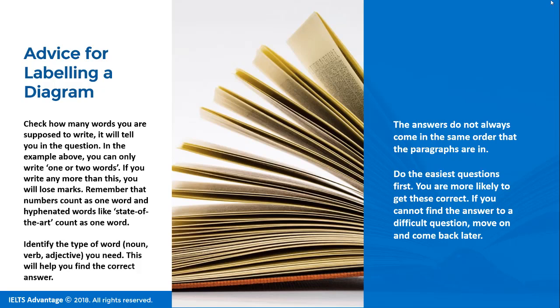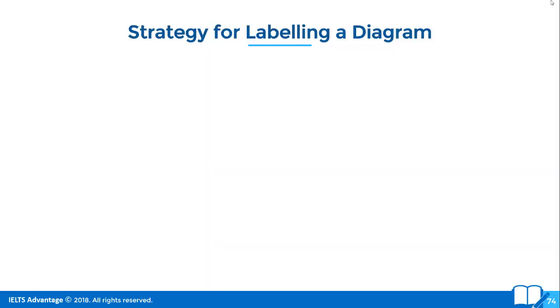But if you only need a band 7 or a band 8, think strategically, think tactically. If you think tactically and strategically, you don't have to get all of them correct, so don't waste a lot of time on things that you're not going to find the answer to anyway. Try to predict the answer before you read the text. This will help you find the correct answer. So let's have a look at the strategy.